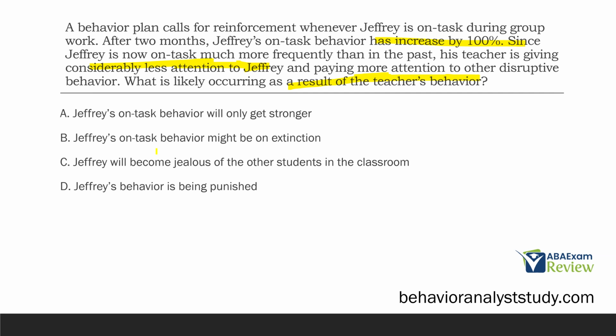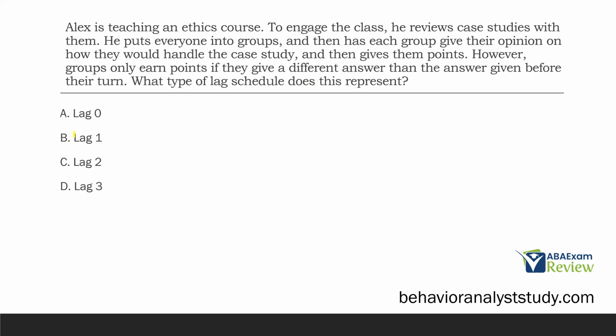Now, we can't know that for sure. We don't know what the reinforcement originally was. But based on the information, based on the answer choices, the best answer is that the behavior might just be on extinction. It's no longer getting praise. It's no longer getting attention. So Jeffrey's just on task, not receiving any reinforcement. Jeffrey's on task behavior might be on extinction.